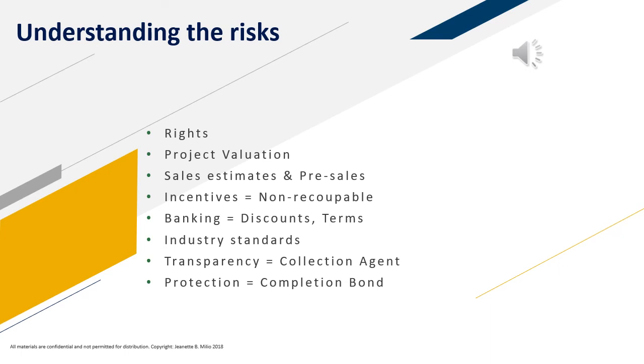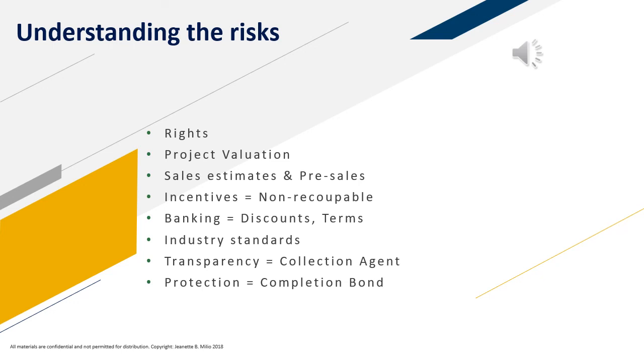Our finance plan should include incentives, which are production incentives provided by local territories where we are shooting our project. These territories often provide a rebate or a credit to us for spending our production expenses in that territory. These incentives are non-recoupable for us, which means we do not have to pay them back.